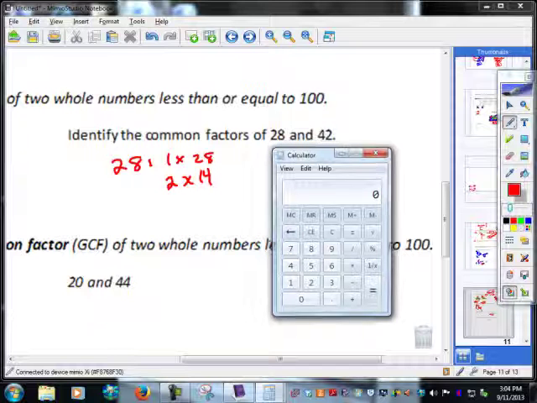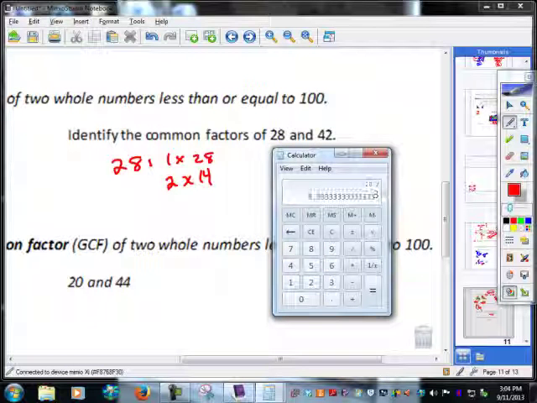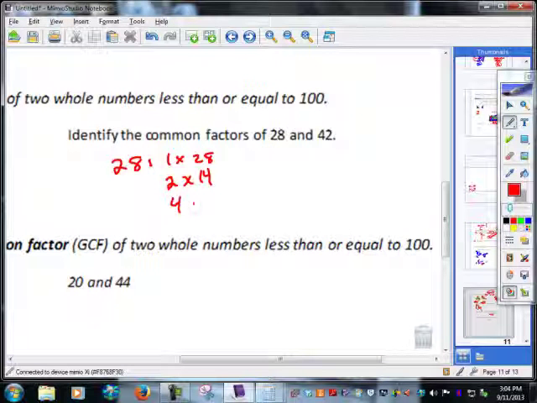Okay, so I'm going to do 28 divided by 3, and that gives me a big long decimal, so I know 3 is not a factor. Okay, so now we got to check 4. 28 divided by 4 gives me 7. So I know that 4 times 7 is also factors. Now you could go through and check 5, 6, 7, 8, 9. You could check all those, and that would be my advice to you, but you don't need to. These are all the factors of 28.